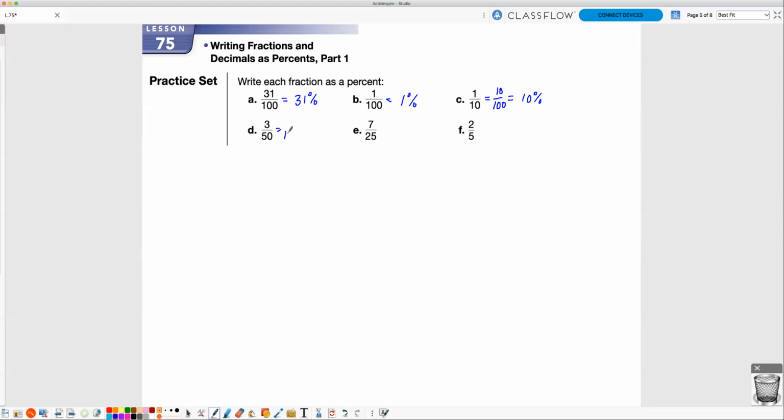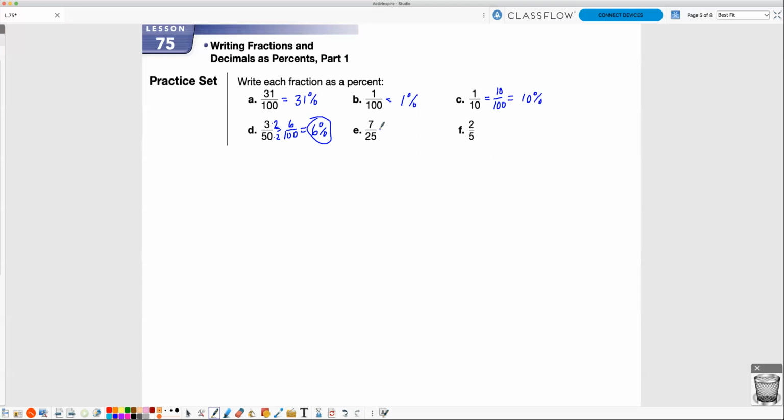Letter D, 3/50ths. Again, you need to have a denominator of 100. How do you change 50 into 100? You multiply it by 2. And if you multiply the denominator by 2, you have to multiply the numerator by 2. 3 times 2 is 6. This would be 6% as a percentage.